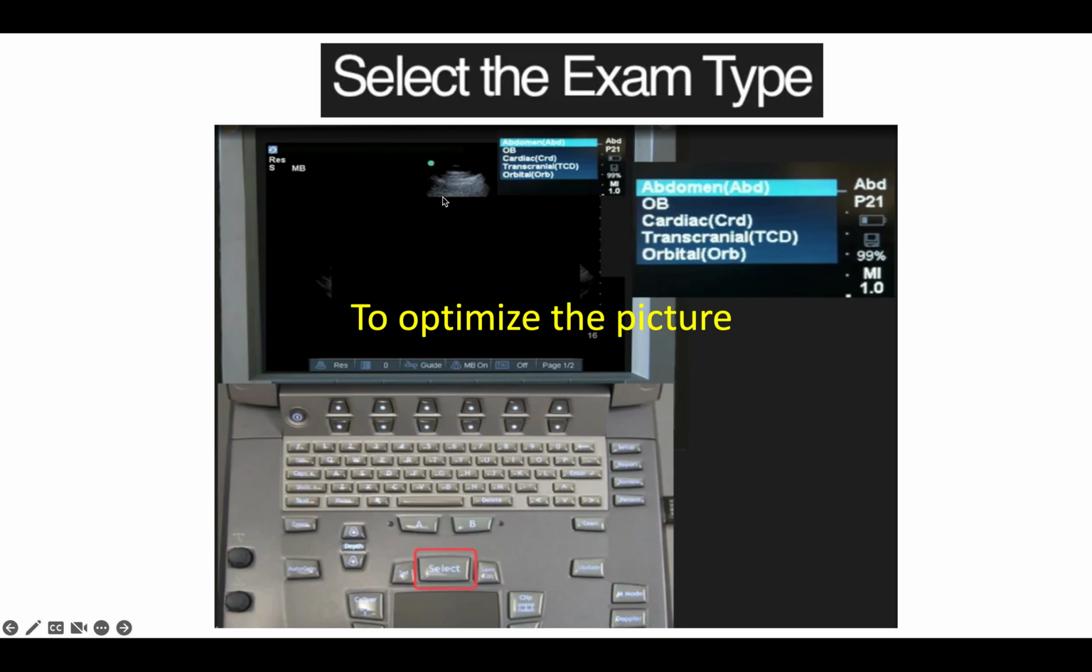When engineers design an ultrasound machine, they make all the small adjustments that will produce the best image for a particular type of exam. So it's very important for you to choose the appropriate exam. There are multiple options here, so choose the correct exam type. If you examine the abdomen, use abdominal. If it's cardiac, use cardiac. If it's lung, it's lung, and so on and so on.